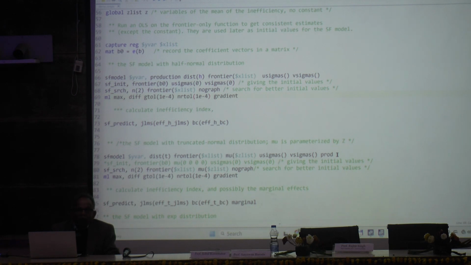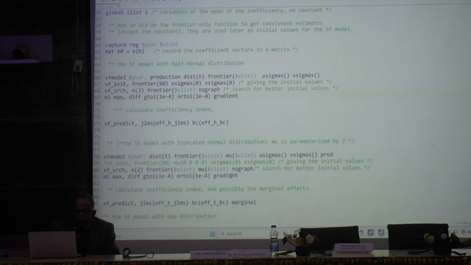I think one is the default, that may be production. So if you want to write production, it will work because by default it is the production model. Okay, see that for the sf initial value, I just commented it out. You can comment out this one, and then again ml max, and you have the same command as before. If you don't want these extra things, the program will still run and it will give you the estimates.